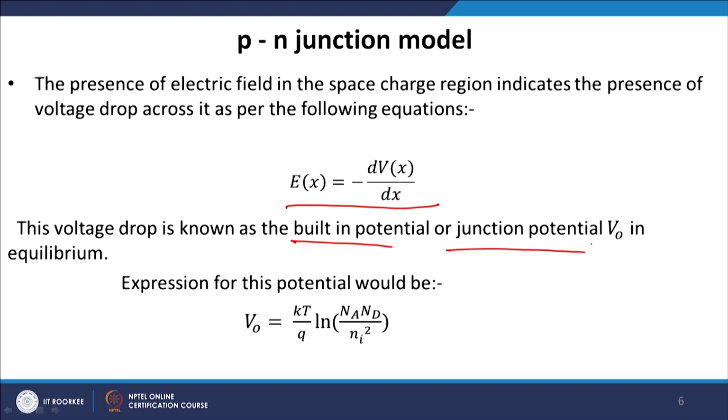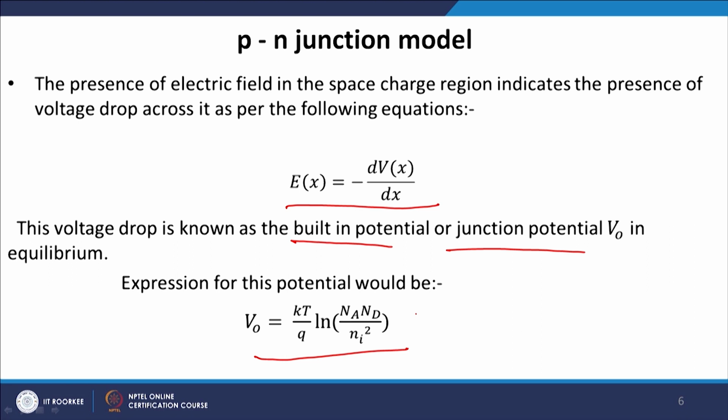The expression of this built-in potential is given by V naught equals kT by q times ln, where T is the temperature, q is the charge, and k is a constant. This is not the log with respect to 10, but this is ln, remember this. Inside the bracket there is Na, which is the concentration of the acceptor impurity, times Nd, which is the concentration of the donor impurity, divided by ni squared, which is the intrinsic carrier concentration.